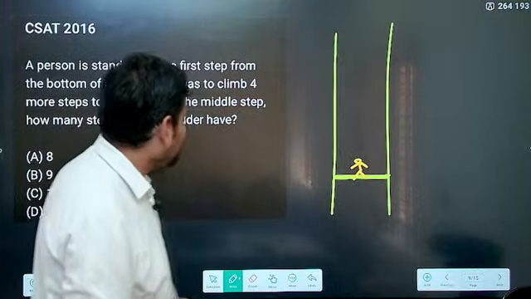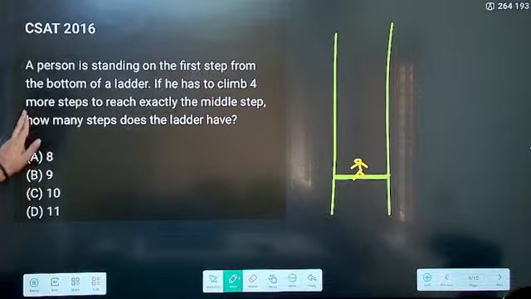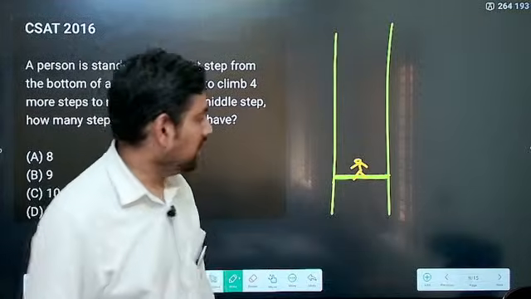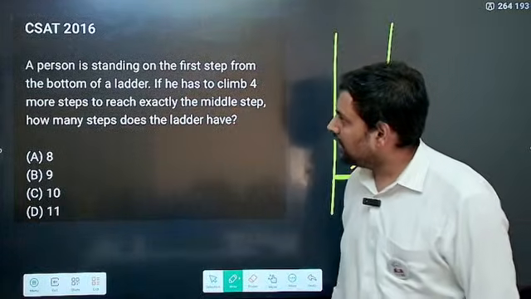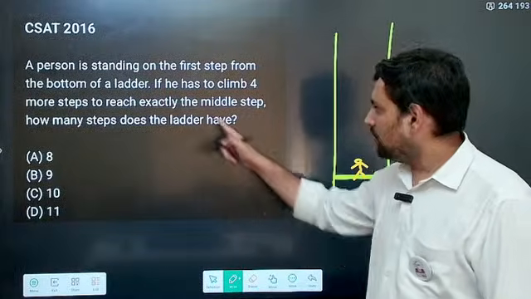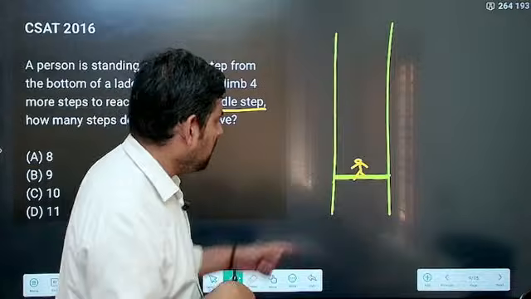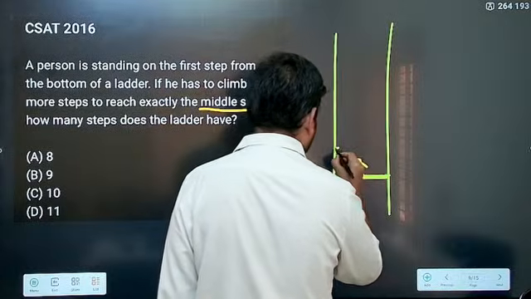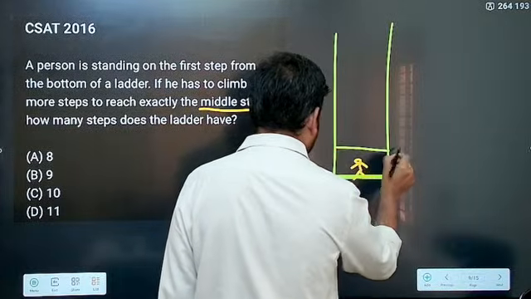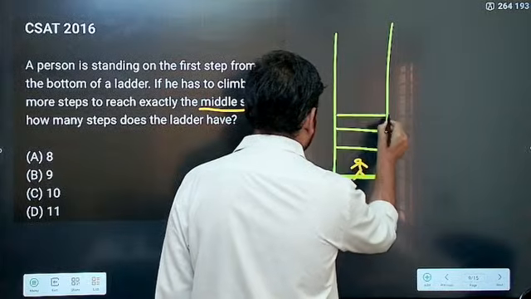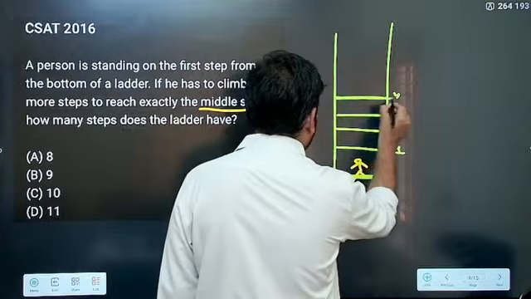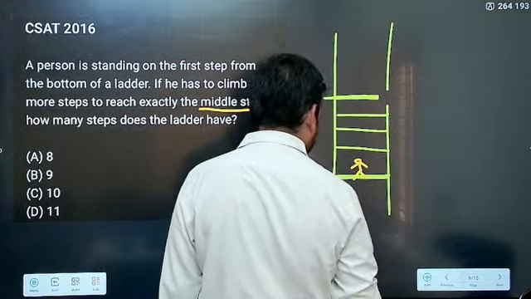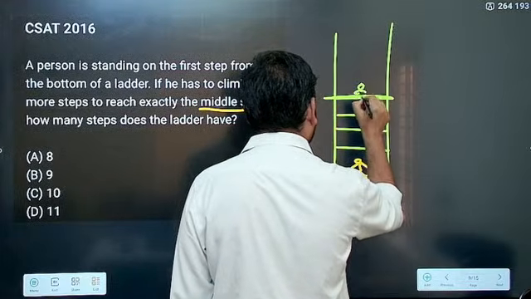Now, according to the question, a person is standing on the first step from the bottom of the ladder. So let's say this is the bottom, on the ground. He is standing on the first step. Now it says he has to climb 4 more steps to reach exactly the middle step. So let's make him go 4 more steps. 1, 2, 3, and 4. So I want him here. Correct? So now this person reaches here.